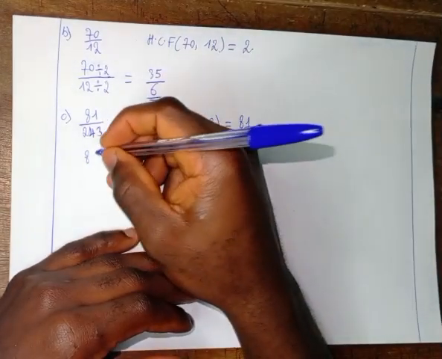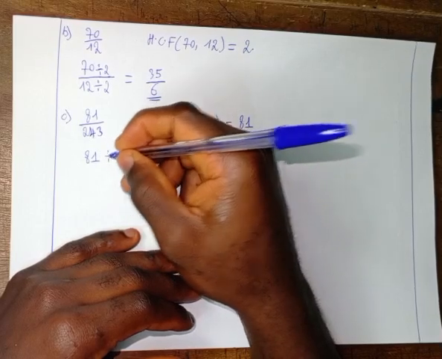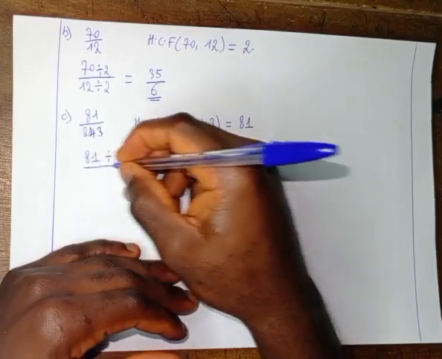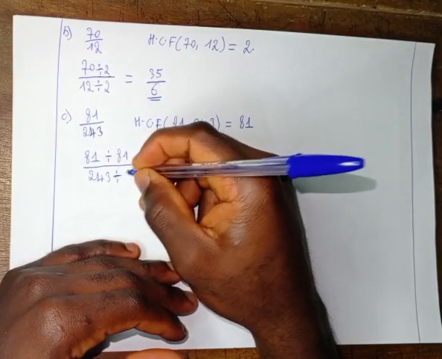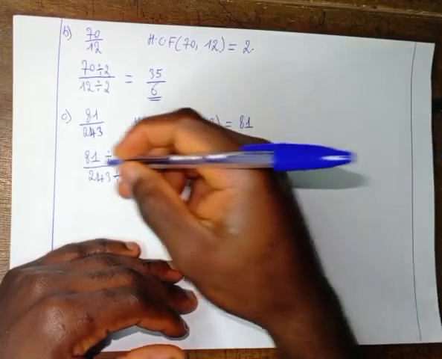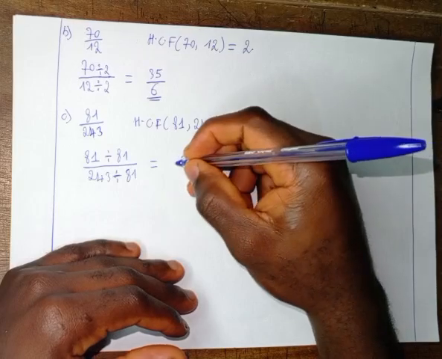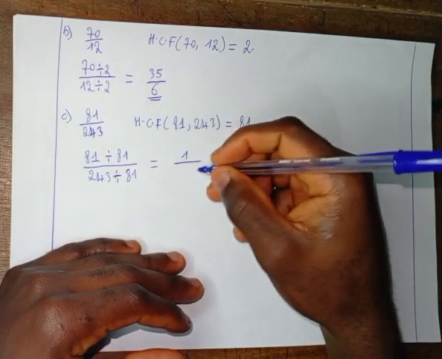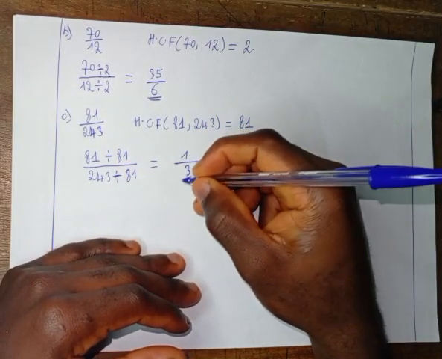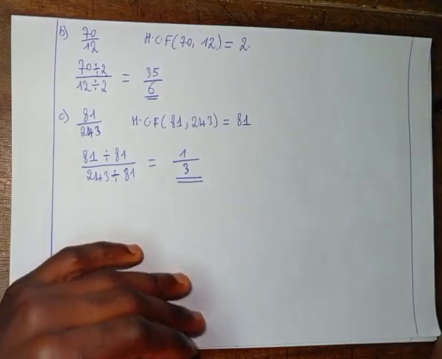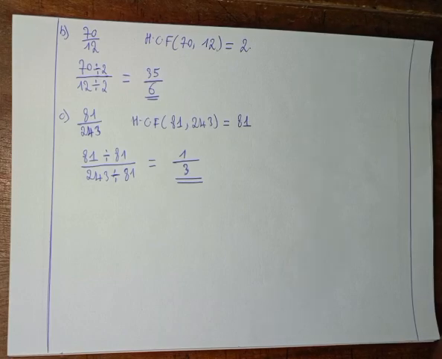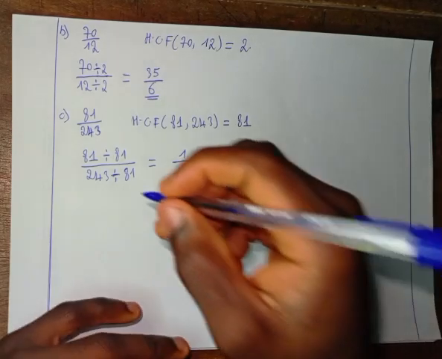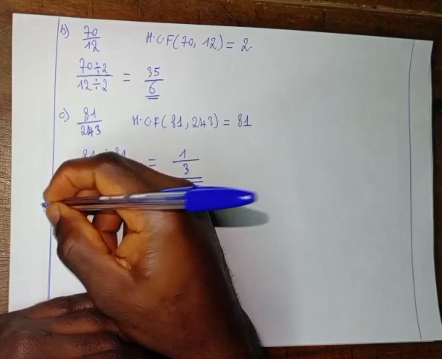We're going to divide both the numerator and the denominator by 81. This will simply be equal to 81 divided by 81 gives us 1, and 243 divided by 81 gives us 3. So 1/3 is the simplest form of the fraction 81 all over 243. We go now to question 3.